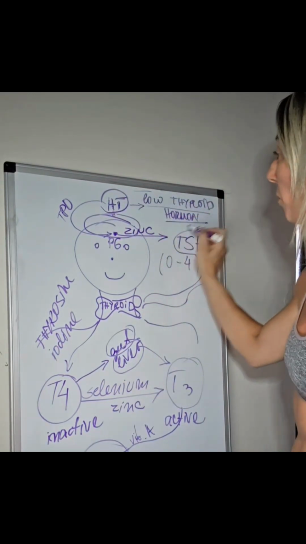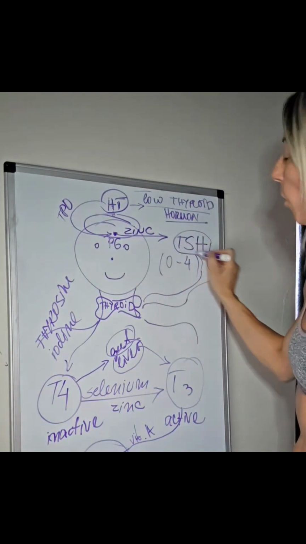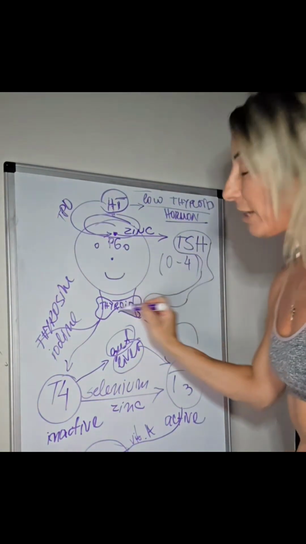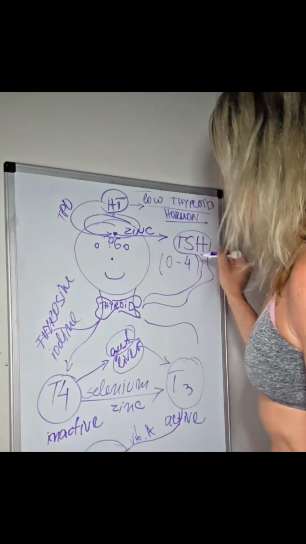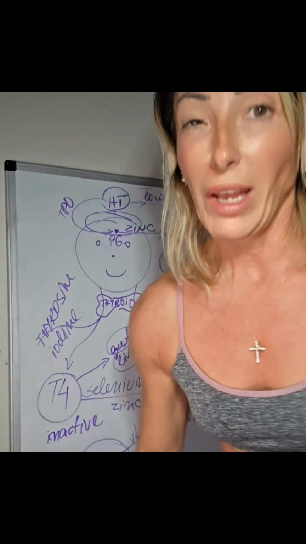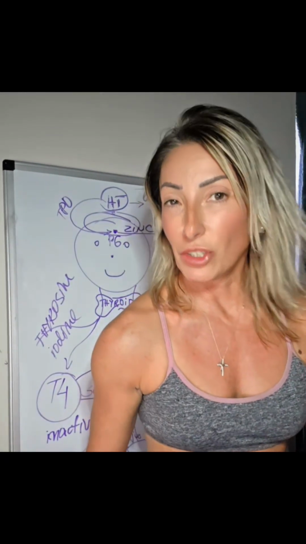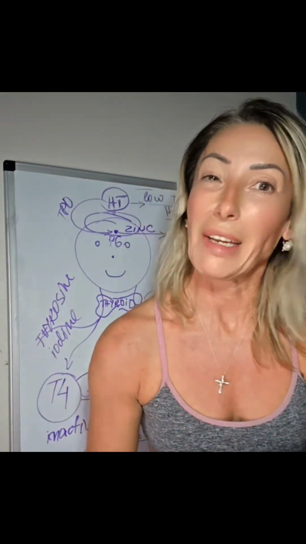Which then signals right here, hey, we have low thyroid hormone, and your pituitary gland starts producing a whole bunch of TSH, trying to wake up your thyroid to produce some more hormones. And that is why, like I said, the normal range is between 0 and 4. When I checked mine, it was at 110. And so usually, they put you on a medication.